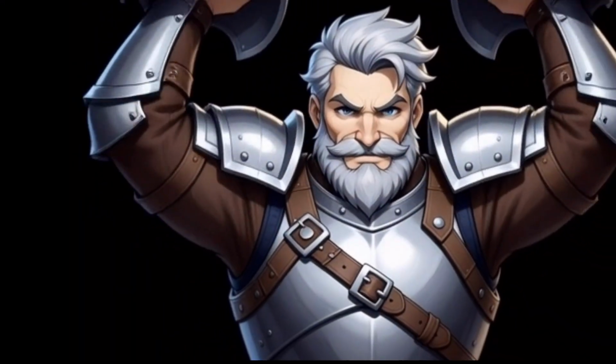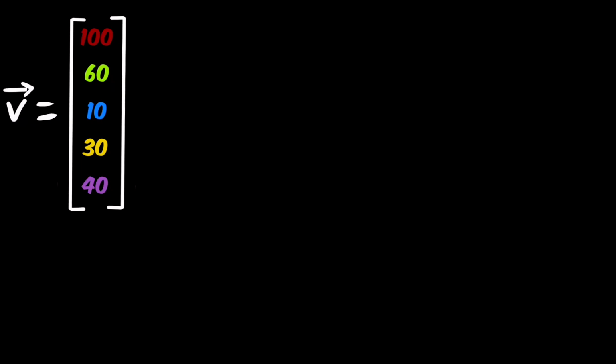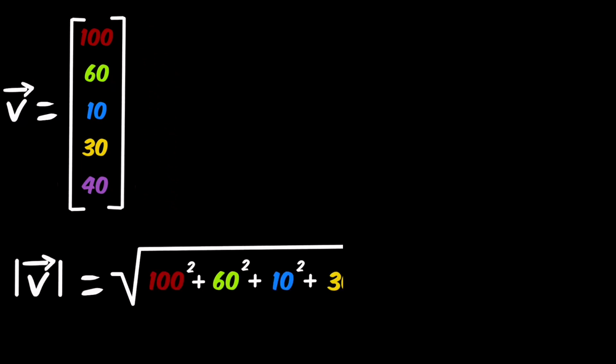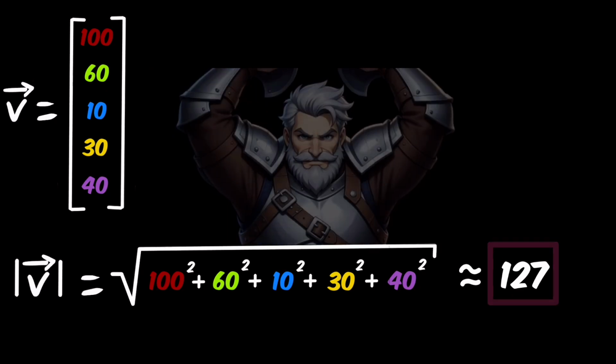Suppose, for example, you are a big role-playing game fan and create a character for your game. Your character has the following attributes: strength, health, intelligence, dexterity, and charisma, each with some point value. Now you can combine these values into a 5-dimensional vector. That is an ordered list. The length then corresponds, roughly speaking, to the overall strength of your character. The larger this value, the more experienced the character.